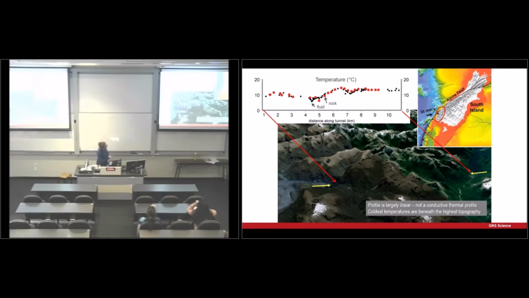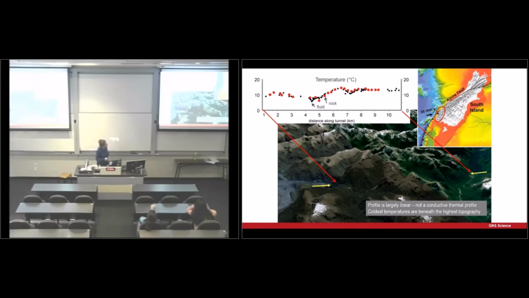And this is the observation. So we've got the temperature of the fluid and the rock, rocks red, fluids black, going through here. And there's about a kilometre of mountain on top of this tunnel. So the global model would suggest that the highest temperatures should be under there, a pattern like this. But instead, what we see is almost a flat pattern, but actually the temperatures beneath the highest mountains are the coldest. So it's not a conductive profile, and it suggests that the permeability here is a lot higher, because to get what the global model would suggest, you need quite low permeabilities.